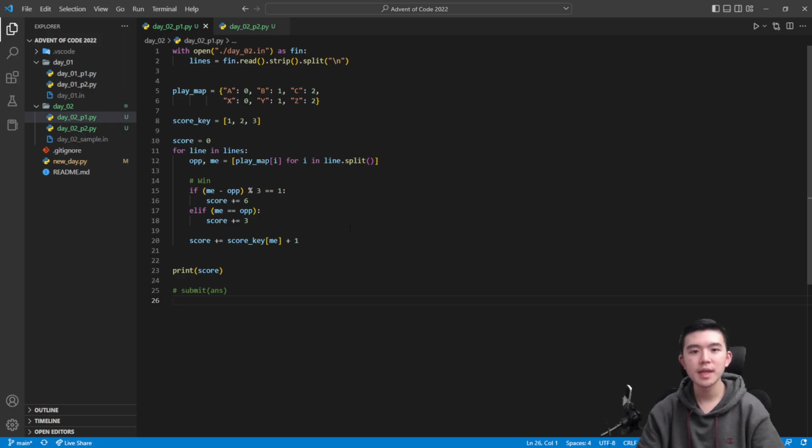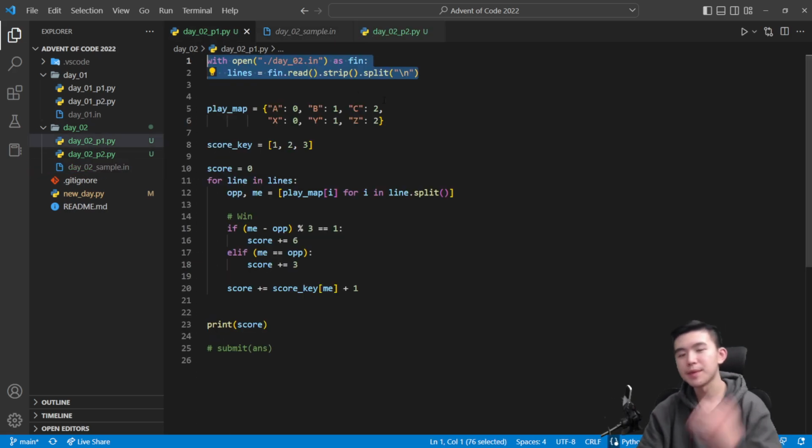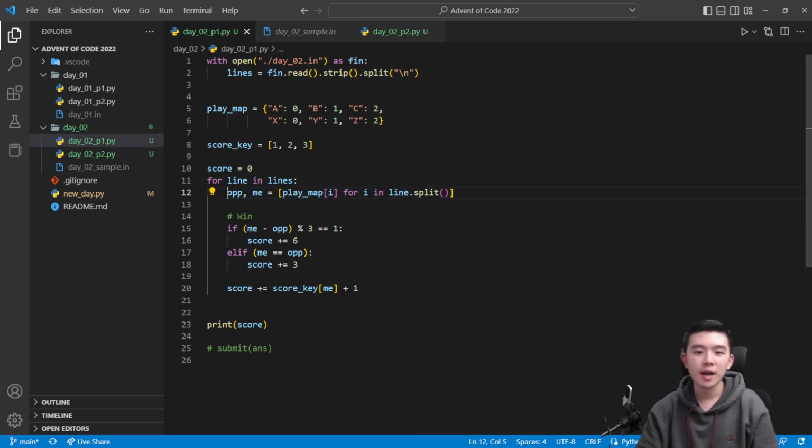So here's my code. It's pretty standard. Basically, we have a dictionary, which is just a map, which is going to map these symbols into numbers to represent rock, paper, or scissors, where 0 is going to be rock, 1 is going to be paper, and 2 is going to be scissors. We're just going to parse through our input, pretty standard, just split by new lines and then get the two parts of each line. And then we're going to use this map to turn into numbers what our opponent's going to play and what we're going to play.